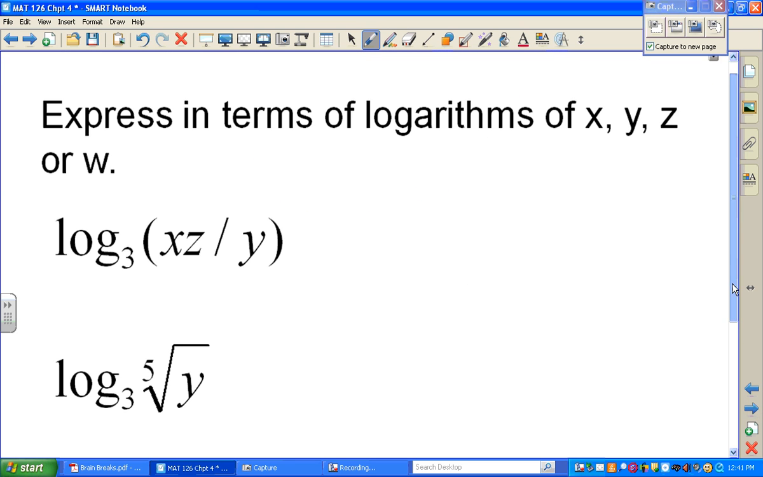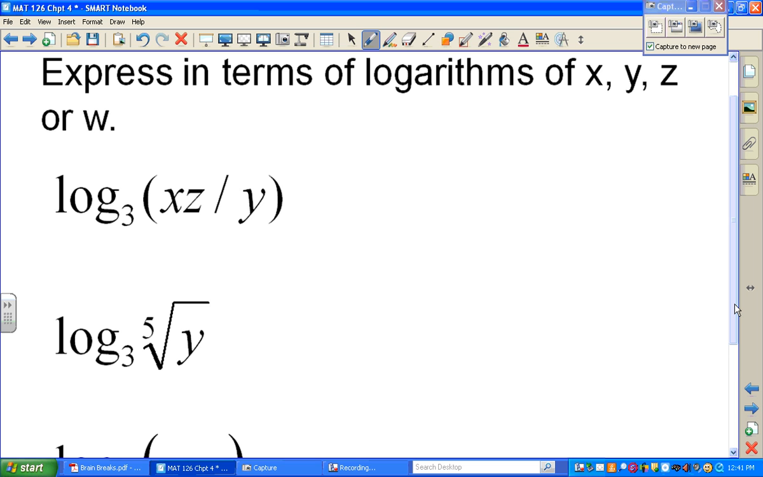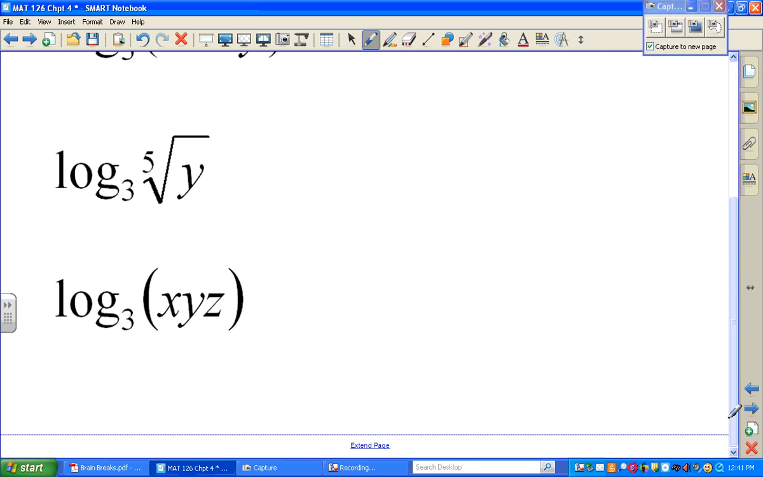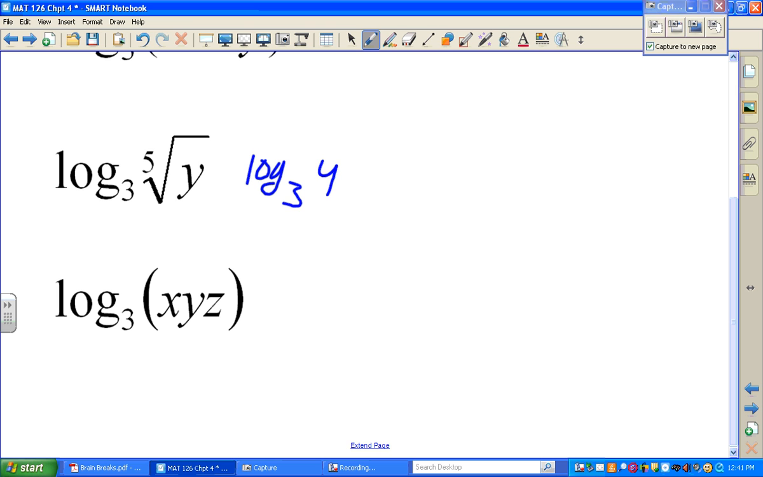Expressed in terms of logarithms x, y, and z. We'll do the bottom two. How's that? Okay, we'll just do two of them. How do you write the index of a root as a fraction? Yeah, 1/5. So that's a very calculus thing to do. Let's write it as 1/5. And what do you do with the 1/5? Just drop it out in front. Okay? That's not too difficult.